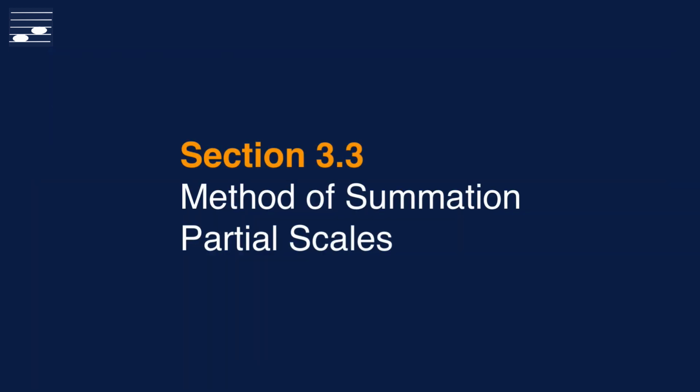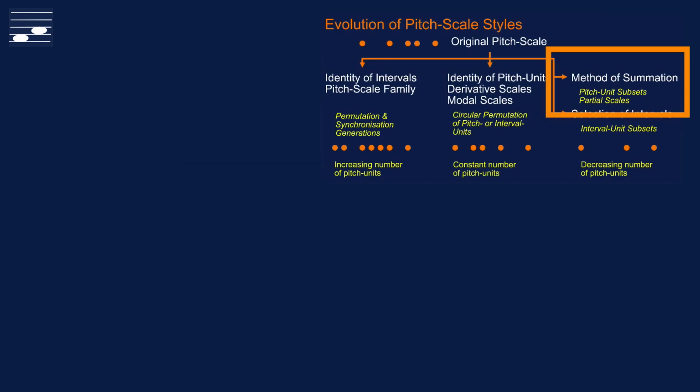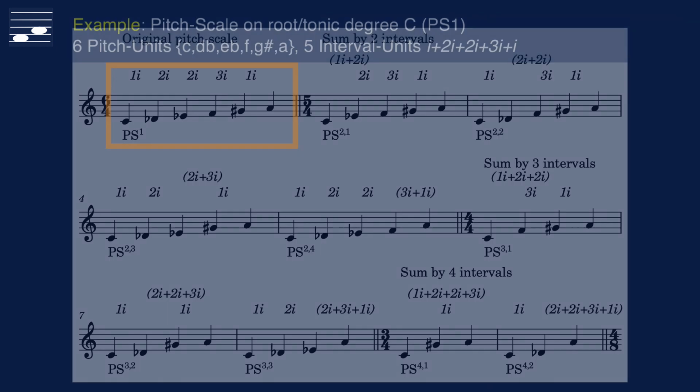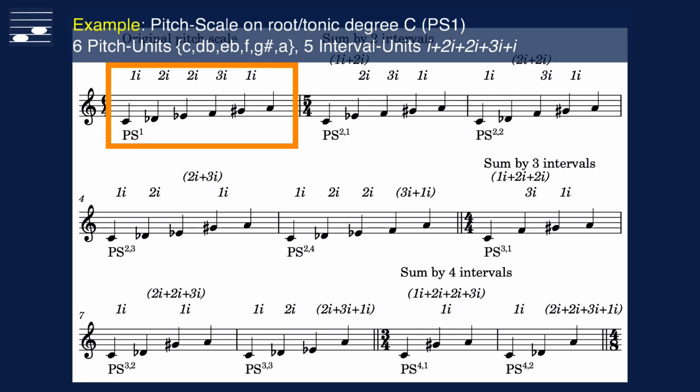We continue with the method of summation that yields partial pitch scales. As can be observed in the overview diagram, this evolution leads to fewer pitch units in the scale. This time the original scale example consists of 6 pitches and, correspondingly, 5 intervals.